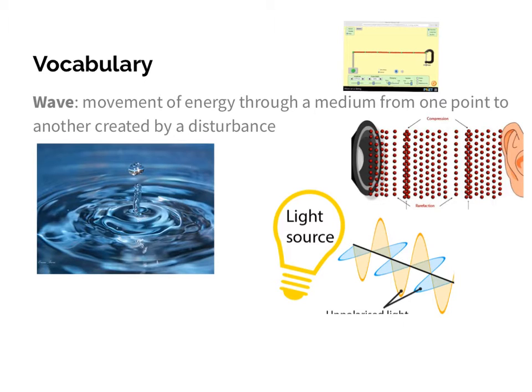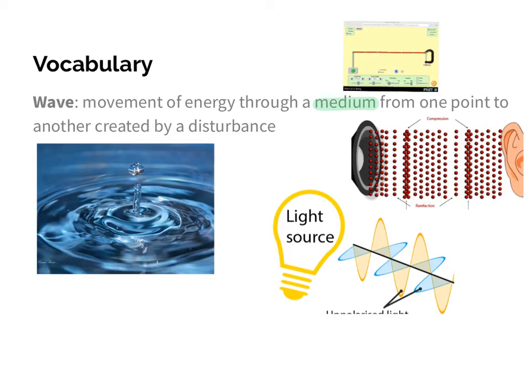When you hear of a wave, you might think of, for example, a water wave as shown here. You might think of, let's say, in a stadium, if you go to a sporting event where they do the wave, it's energy flowing through the crowd. You could have sound waves, light waves, but what waves are is energy created by some sort of disturbance that moves through a medium, and we'll talk about what a medium is, from one point to another.